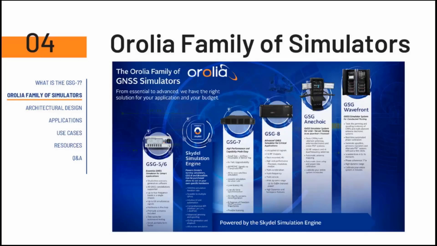So in the GSG-8, it's possible to simulate jamming and spoofing scenarios, which is not possible in the 7. Except for that, the GSG-7 has all the same features as the GSG-8. So simulating a simple trajectory for telecom testing, for example, then more complex trajectories for automotive simulation. The GSG-7 is a perfect fit for autonomous driving simulation, for example, in a hardware-in-the-loop integrated environment.